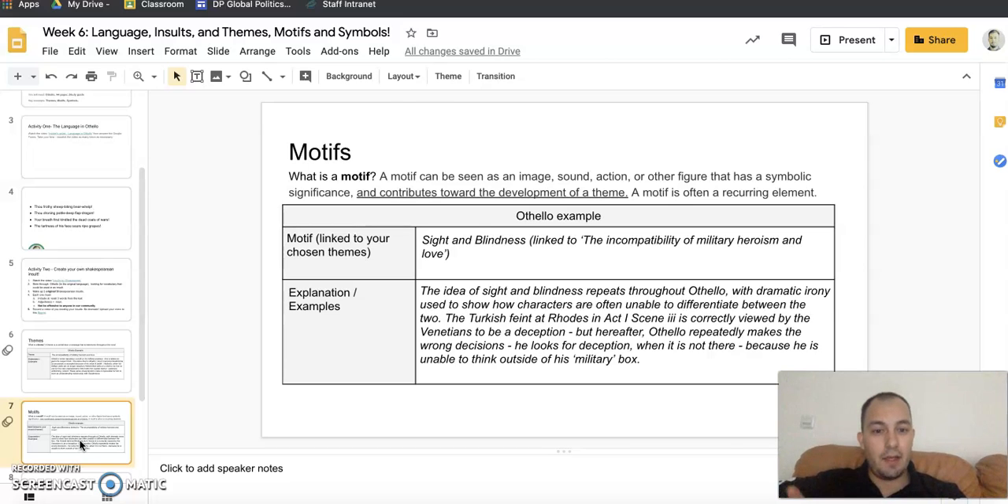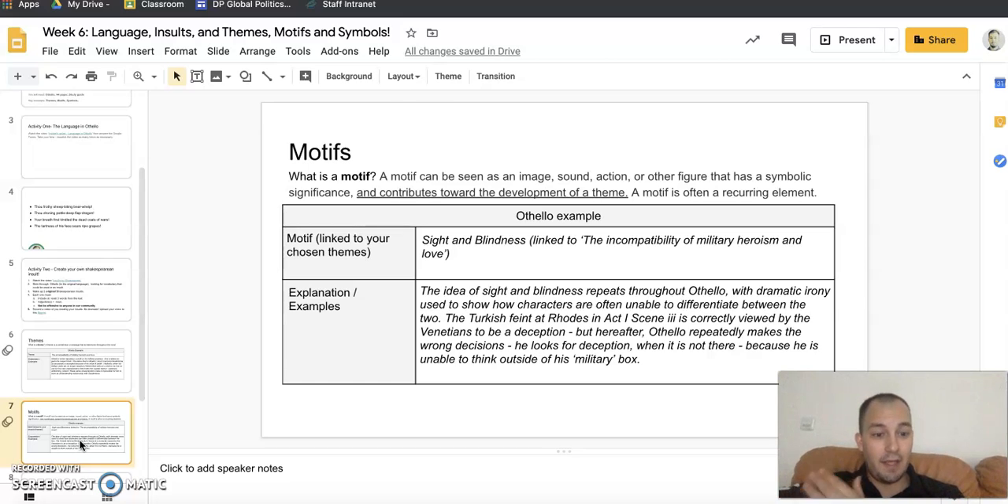So the idea of sight and blindness repeats throughout Othello, often with dramatic irony, to show how characters are unable to differentiate between truth and lies, reality and illusion. So, for example, in Act 1, Scene 3, we have this Turkish feint at Rhodes. Remember, the Turks make it look like they're going to attack Rhodes, but the Venetians think this is just a bluff, this is a deception, because they actually want to attack Cyprus. And it's correctly viewed as a deception.